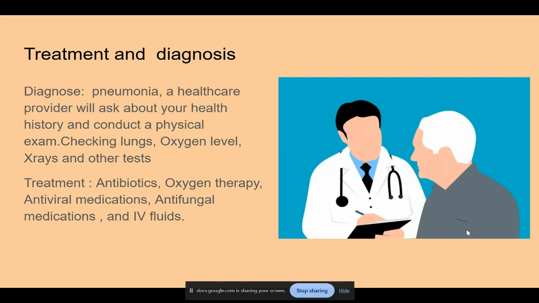Treatment includes antibiotics, oxygen therapy, viral medications and fungal medications, and IV fluids. Mostly in my research, antibiotics can treat pneumonia.